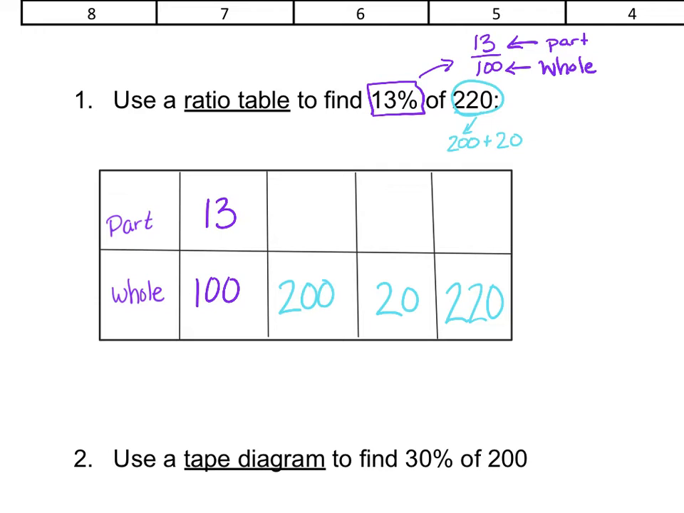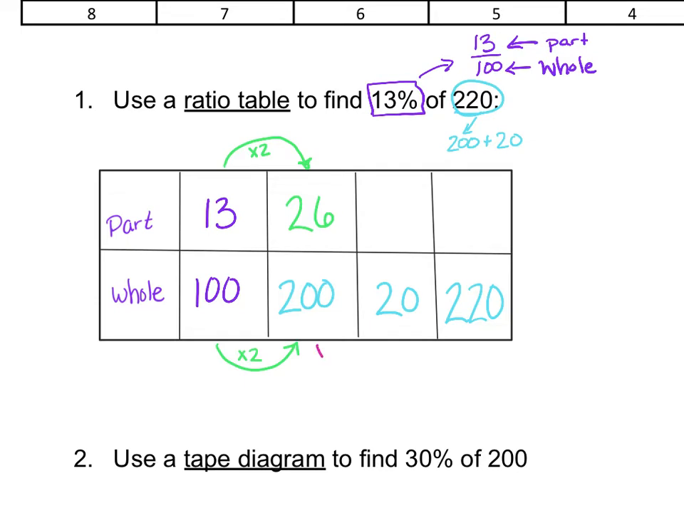Now we have to determine how we get from 100 to 200. Well, I multiply by 2. So whatever we do to the bottom, we need to keep the same rate, same ratio. So I multiply by 2. So 13 times 2 is 26. Then I'm going to go to the next one.